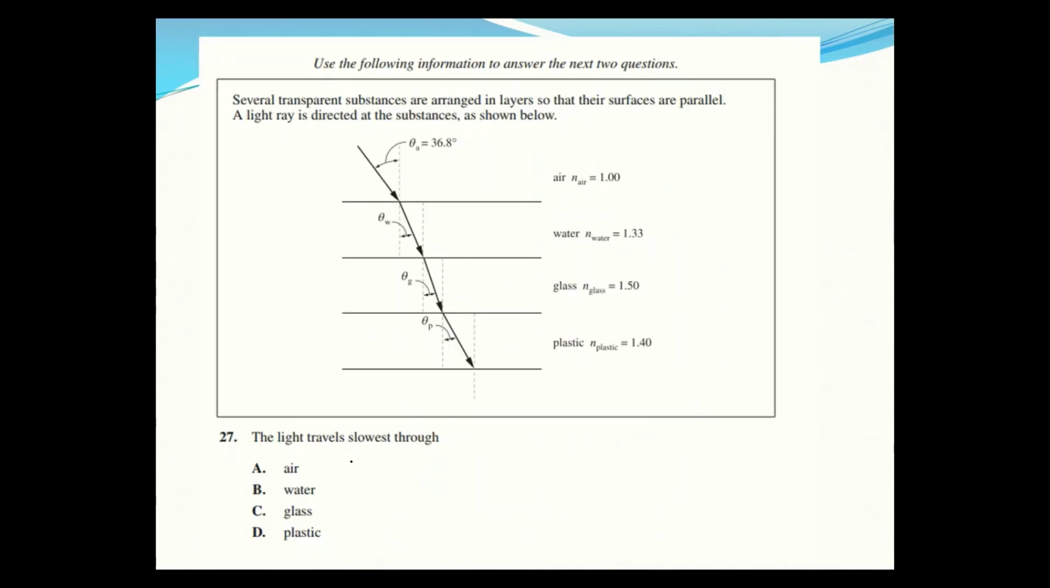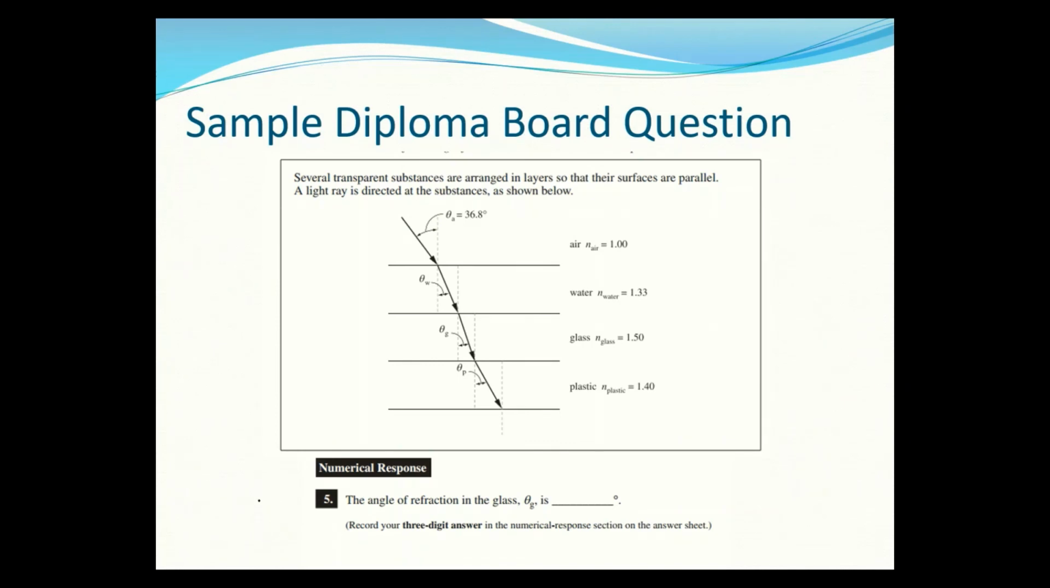Okay, and light travels slowest through... this one's really easy. It's going to be slowest through the biggest index of refraction. So glass would be the slowest. And for the angle for the glass, you don't have to jump from this to this to this. You can make this one and this two. It doesn't actually make a difference. So we're trying to find the angle of the glass.